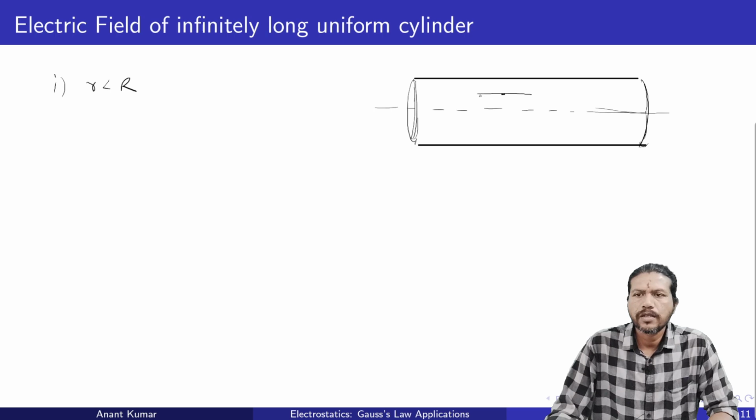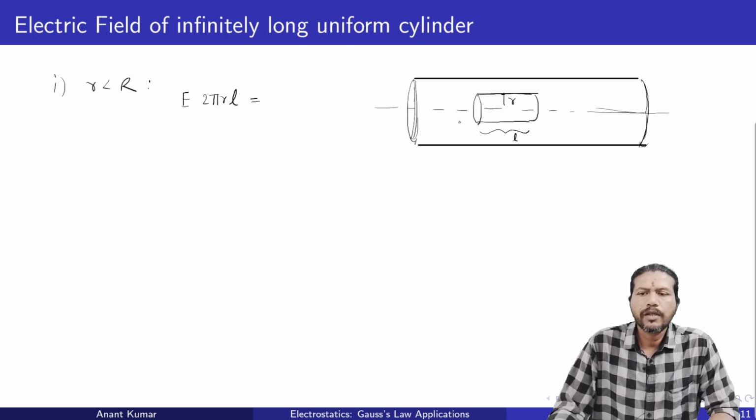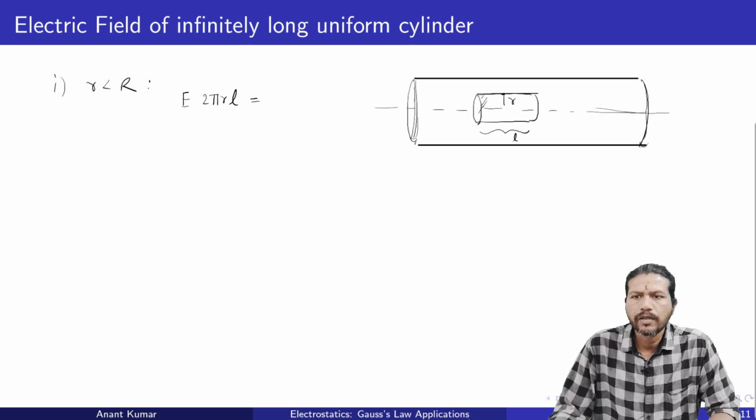Then as a Gaussian surface, I shall consider a coaxial cylinder with the same radius, and suppose the length is L. If I compute the flux as usual for a cylindrical symmetry, it will become E into 2 pi r into L. On the right side, it should be the total charge which is enclosed within. Now this time it's a volume density of charge.